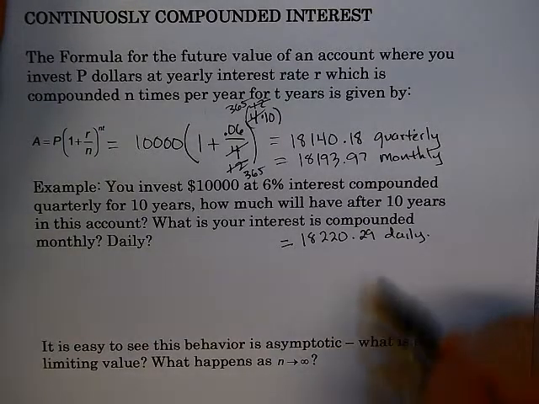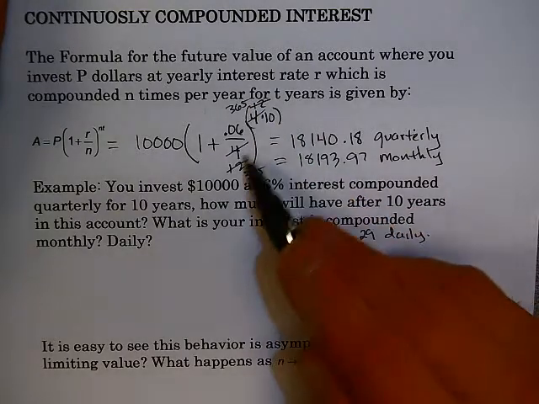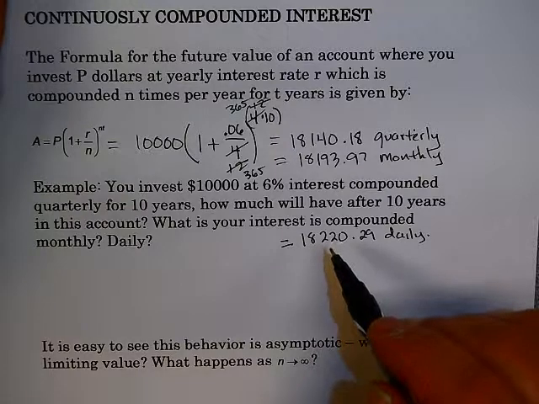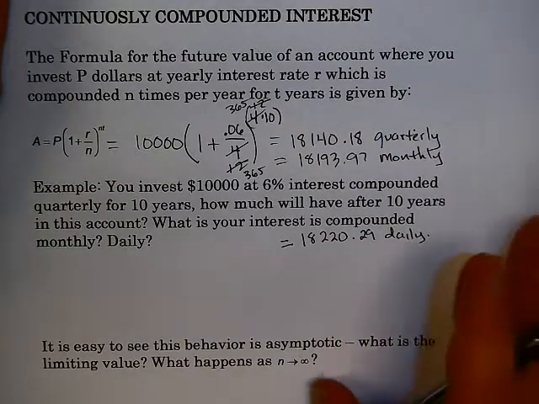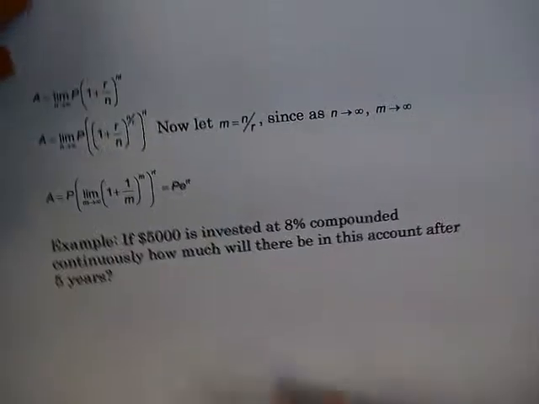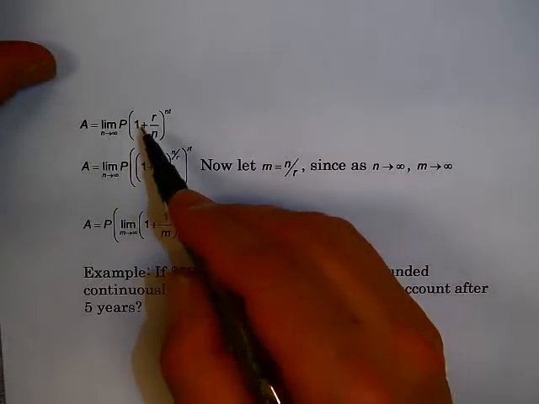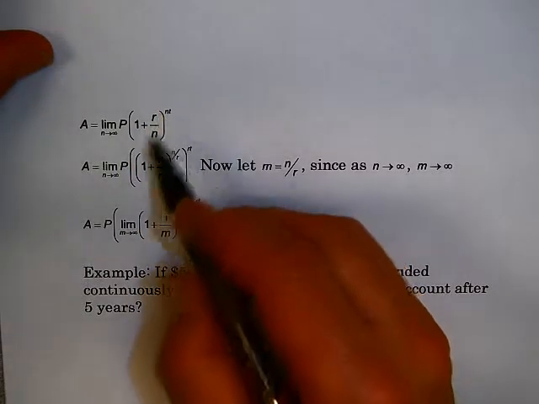So the idea here is as I increase the number of times I'm giving you interest per year, this number seems to be approaching a limit. We call that asymptotic behavior. And what is the limiting value? Well, let's do a little mathematics. I'm going to let the limit as n goes to infinity of P times (1 plus r over n) to the nt. That's my future value.